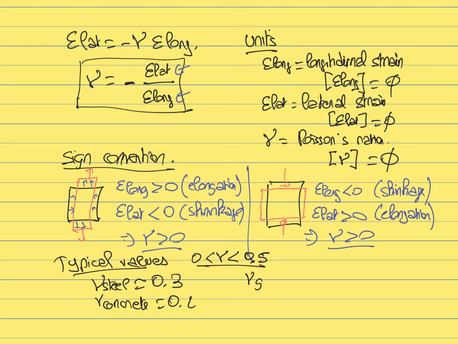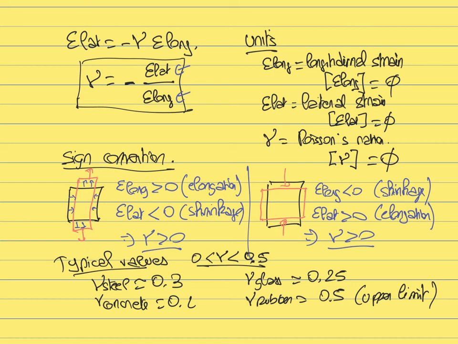The Poisson's ratio of glass depends on the type of glass, but is around 0.25. And last example, the Poisson's ratio of rubber would be about 0.5, where 0.5 is the upper limit. This is the maximum possible value, theoretically speaking, that the Poisson's ratio can have.